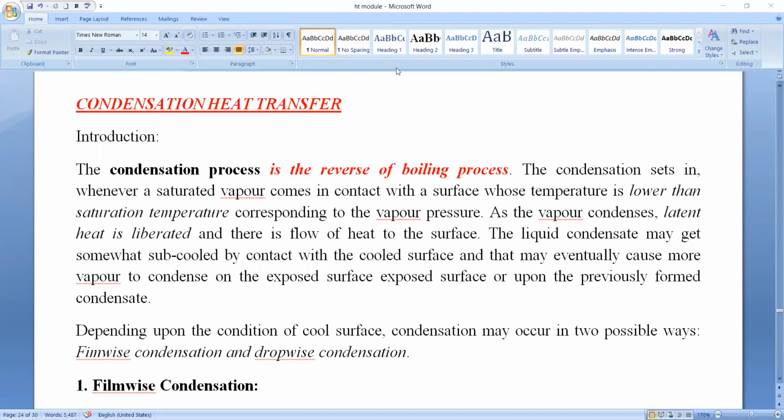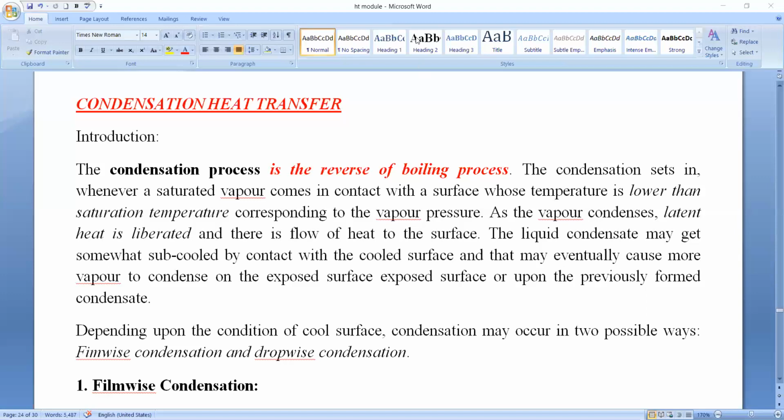As the name itself indicates, condensation is a process in which the vapor form is converted into the liquid state. So there is a phase transformation from vapor state to the liquid state. It is exactly the reverse of the boiling phenomena or boiling process. So before going to the definition, let's have a very simple example of condensation.